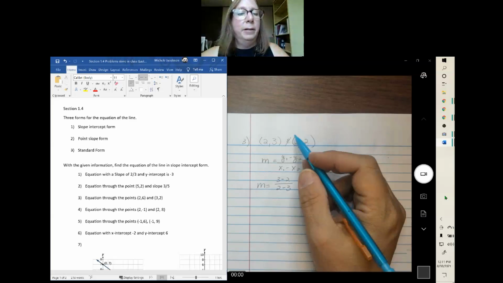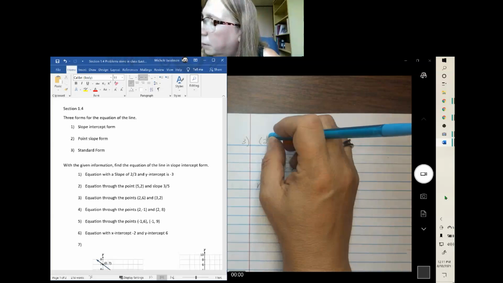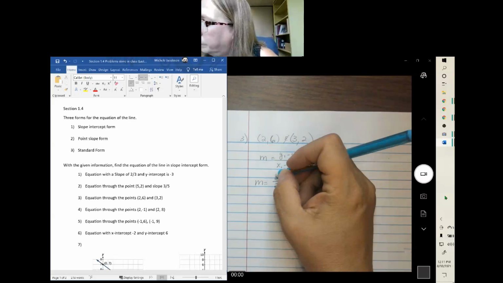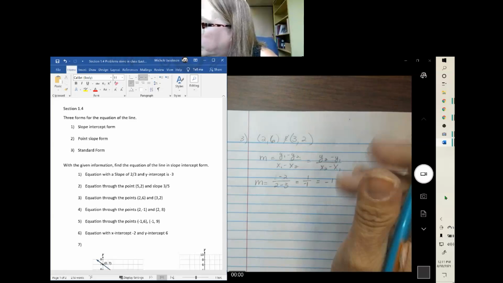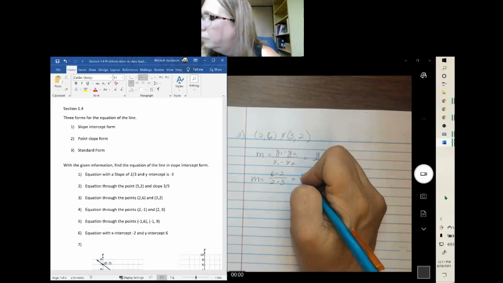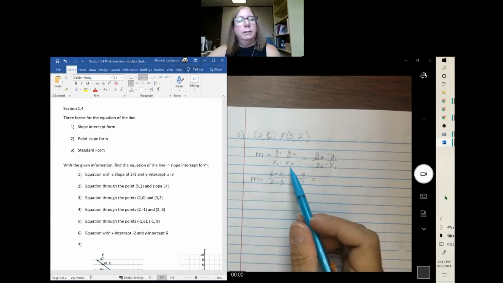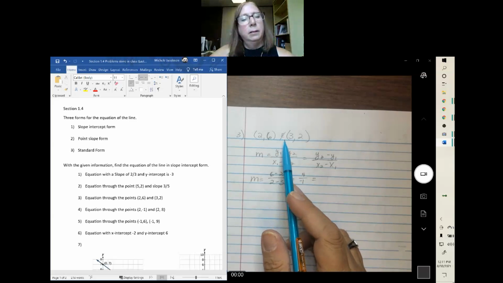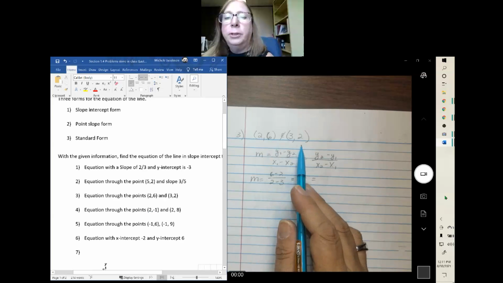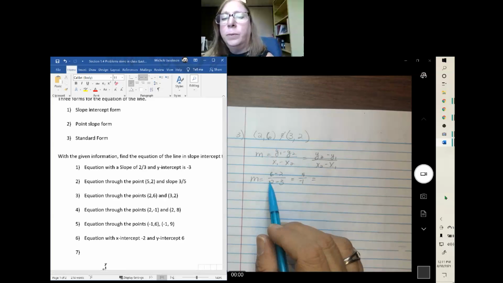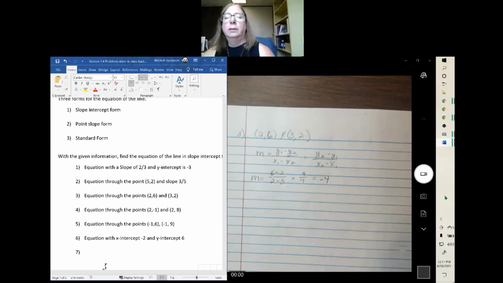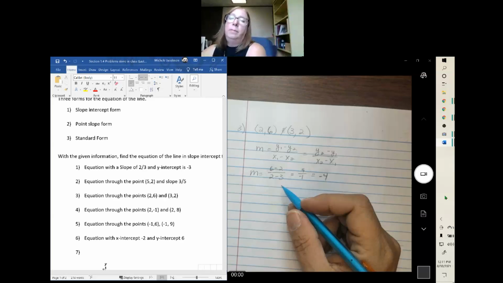Wait, I wrote that wrong. I said 6, but I wrote 3. I think I started looking at the next point. Sorry about that. This should have been a 6. So 6 minus 2 over 2 minus 3 gives us 4 over -1, or -4 for the slope. Now we have the slope.